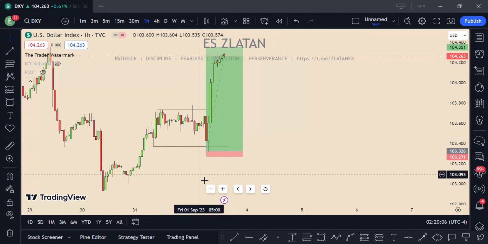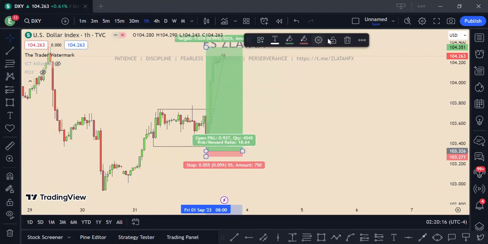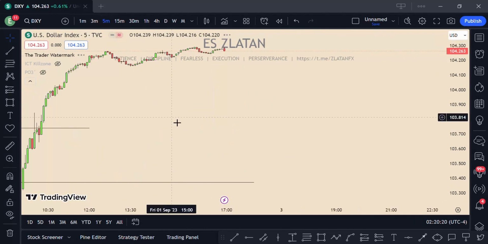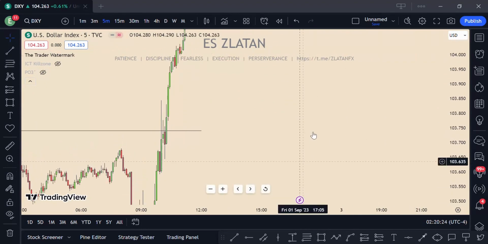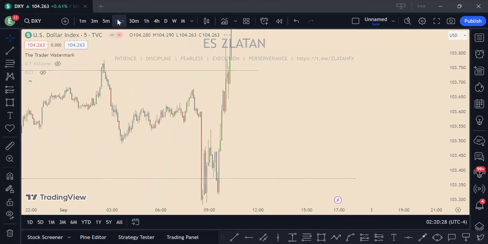So that's one way to, that's another way to enter it, right? Another way, the normal breaker method, right? So let me see, we do have a breaker right here.